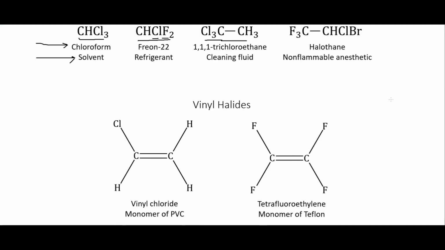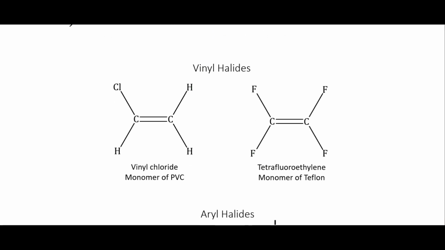There are also such things as vinyl halides here, which are these alkenes with halogens bound to them. So we have vinyl chloride, which is just this vinyl group with a chlorine bound to it. And this is actually used as a monomer in PVC, polyvinyl chloride, which is a type of plastic. It can use this double bond to bond a bunch of these together into a long chain, into a polymer. And so that's why it's a monomer of PVC.